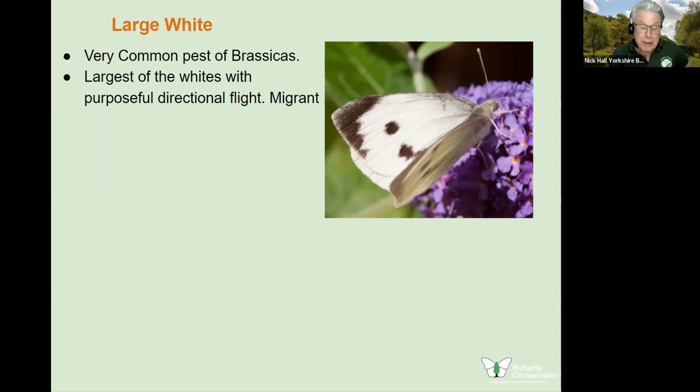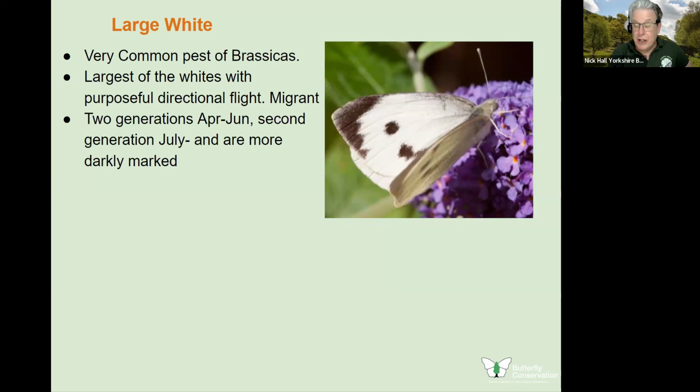It's also a migrant, and a good many of the specimens we see will have come from abroad. Certainly last year we had a big influx, and that quite often can take you by surprise on your transect. You get a big influx and a large number of large whites appear.